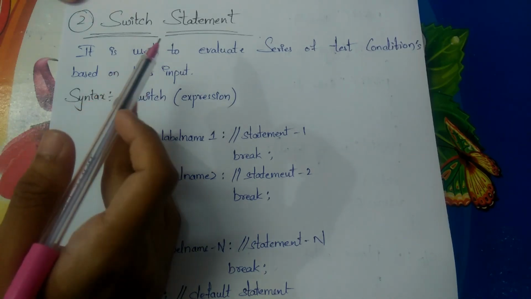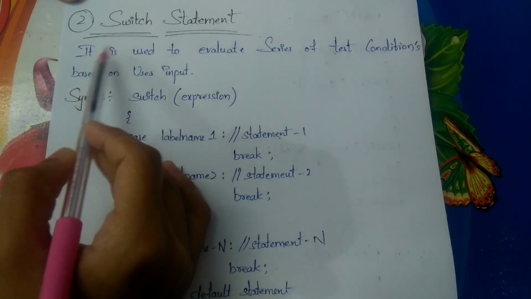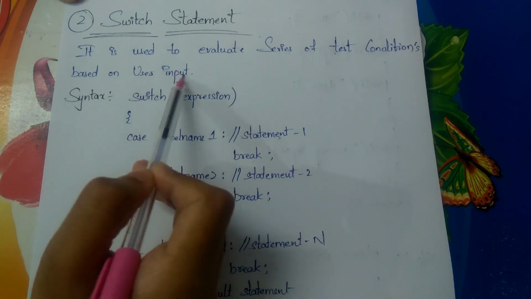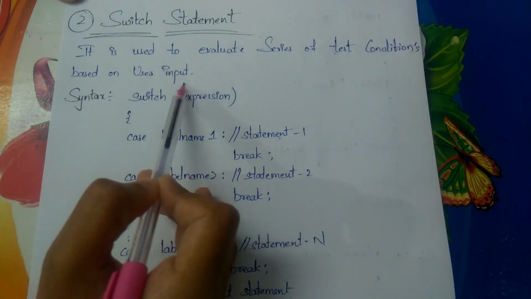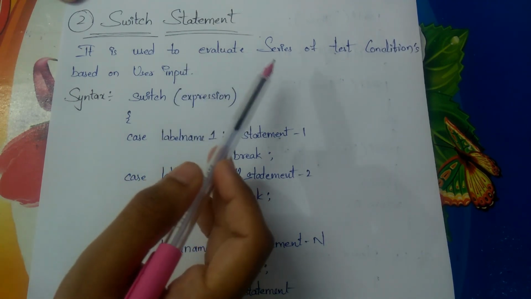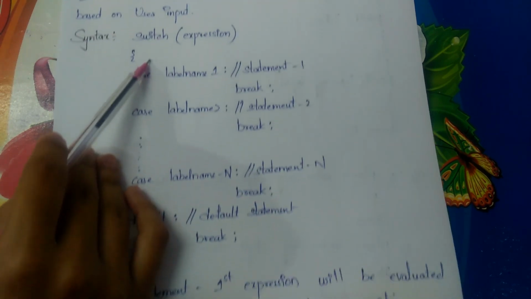In conditional branching, we have the second type, that is the switch statement. It is used to evaluate a series of test conditions based on user input. Based on that, the next series of expressions will be evaluated. Now let's see the syntax for this.